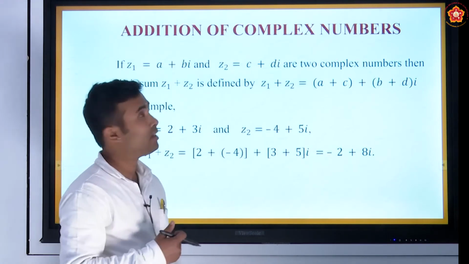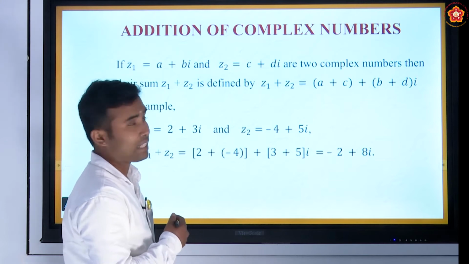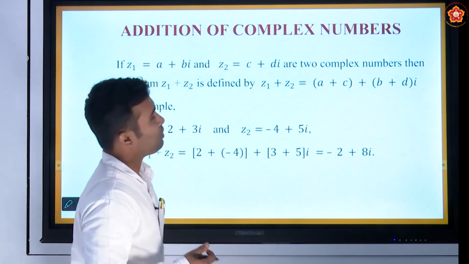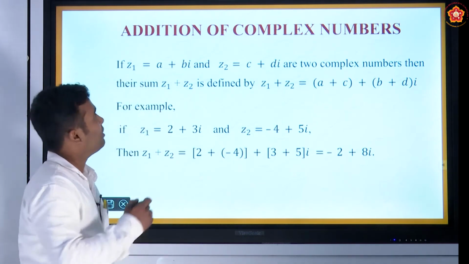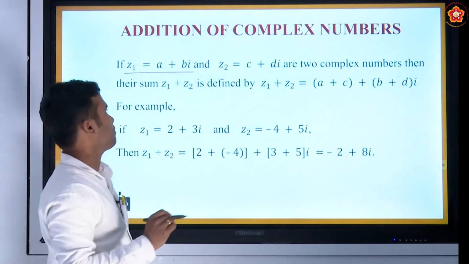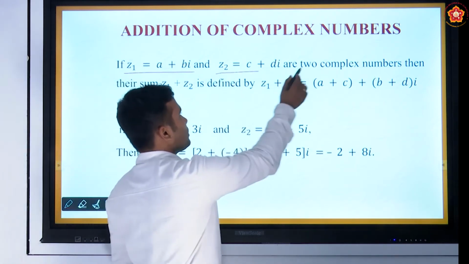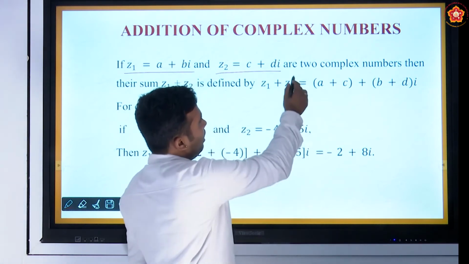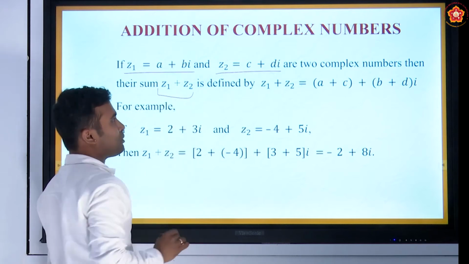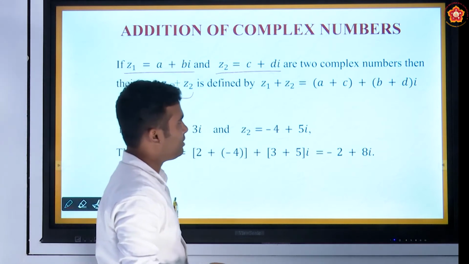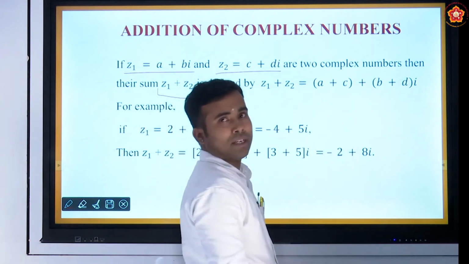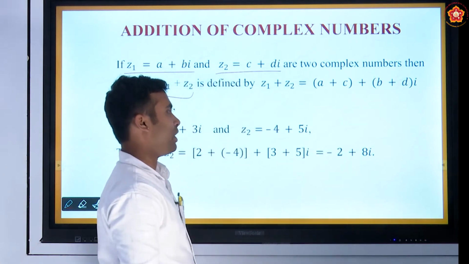Now we have to discuss addition of complex numbers. If I take z1 equal to a plus bi and z2 equal to c plus di as the two complex numbers, then their sum is represented as z1 plus z2, which is defined as z1 plus z2 equal to (a plus c) plus (b plus d) into i.